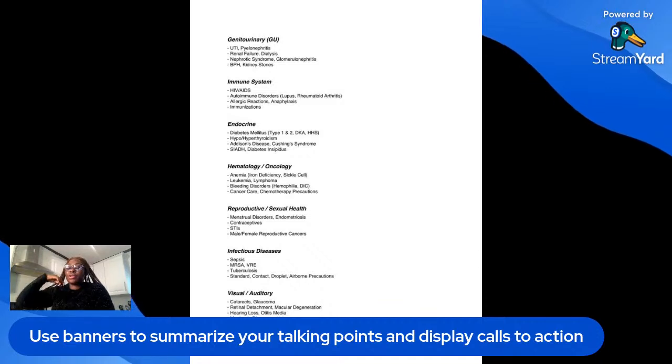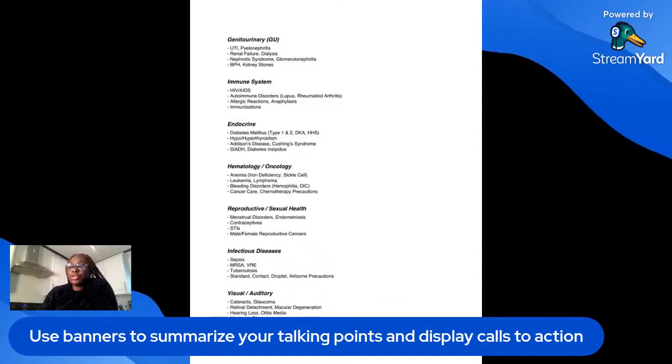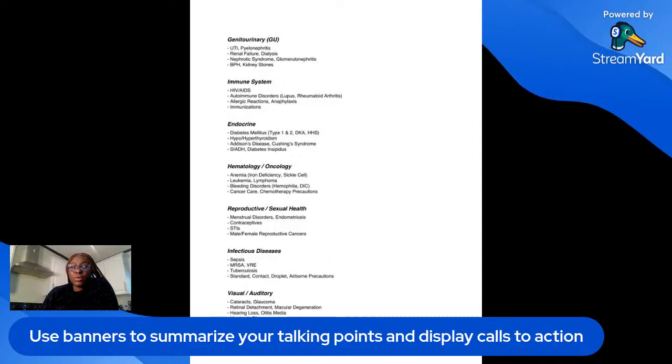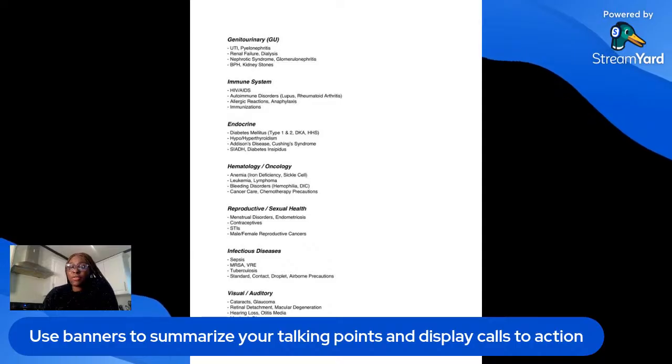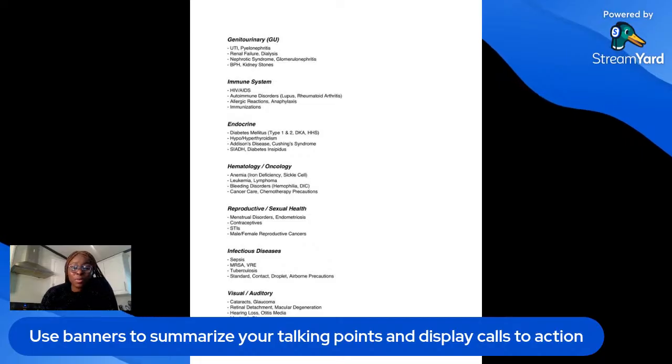Then for critical care, we have shock, which can include hypovolemic, cardiogenic, and septic, multi-organ dysfunction, mechanical ventilation, and code response.